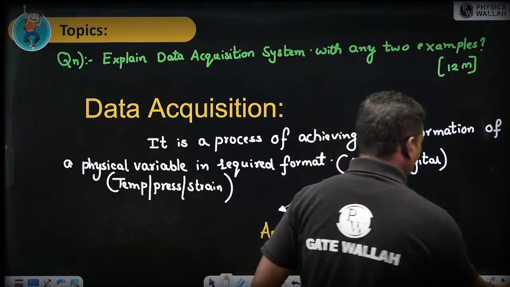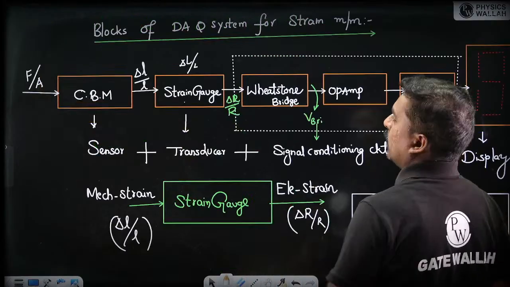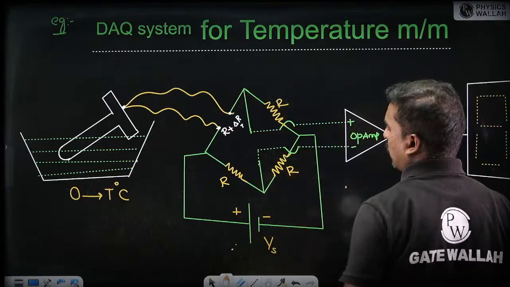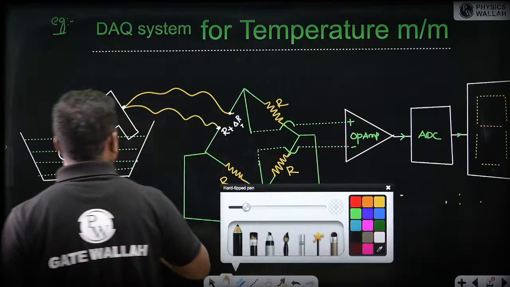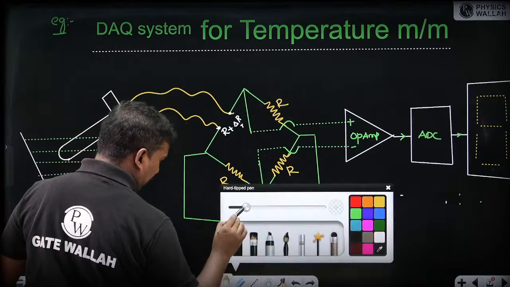I have given examples for it. One is the data acquisition system for strain measurement. Next, data acquisition for temperature measurement in the industry. How are you going to measure the temperature? This is an RTD actually.